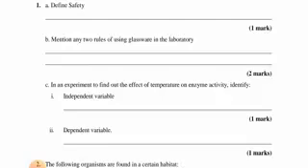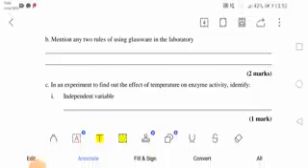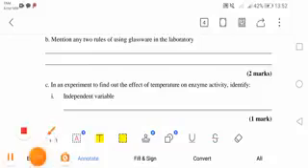Mention 2 rules of using glassware in the lab. When you say glassware, there are those apparatus that are made of glass. So how we should use them.